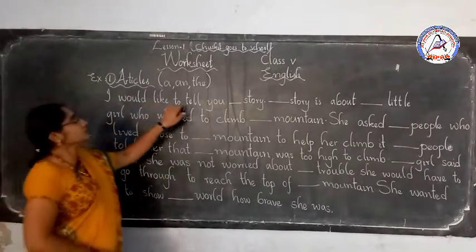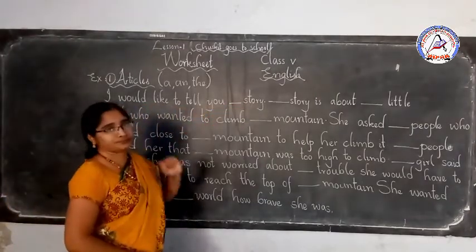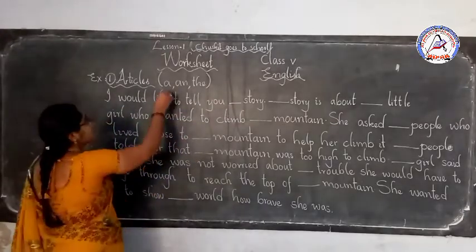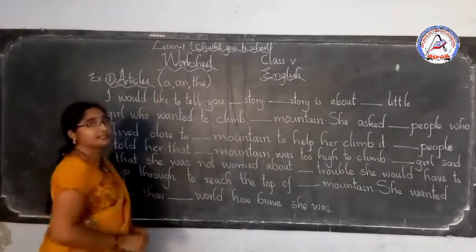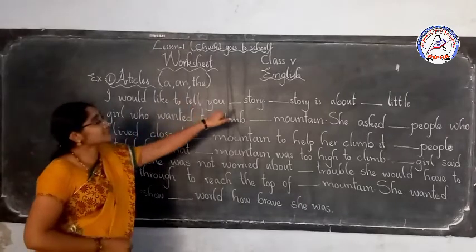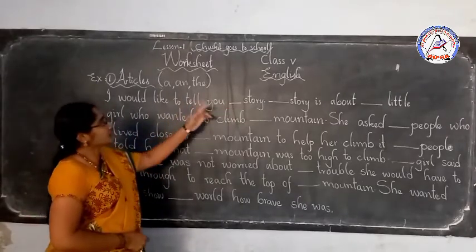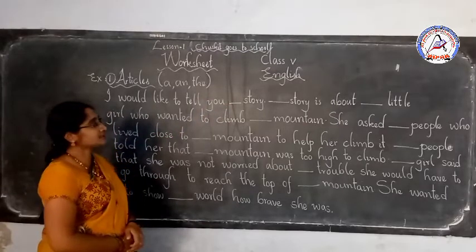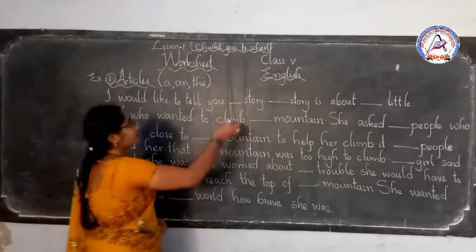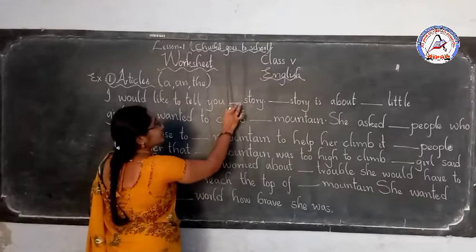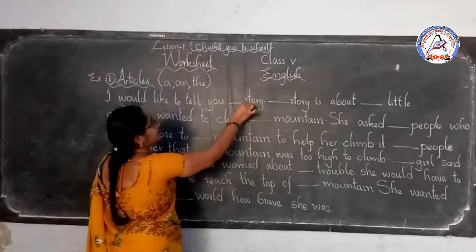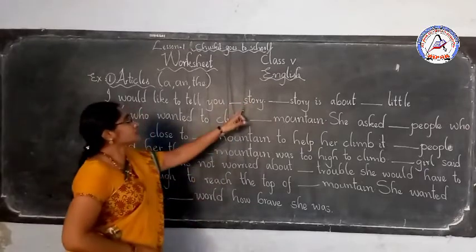I would like to tell you dash story. Now we have to use a or an or the. Tell me which article is suitable here. Will you put a or an or the here? Yes? Any guess? See, how do we have to identify? We have to see what is the next letter after the blank. What is this? Yes. Story.